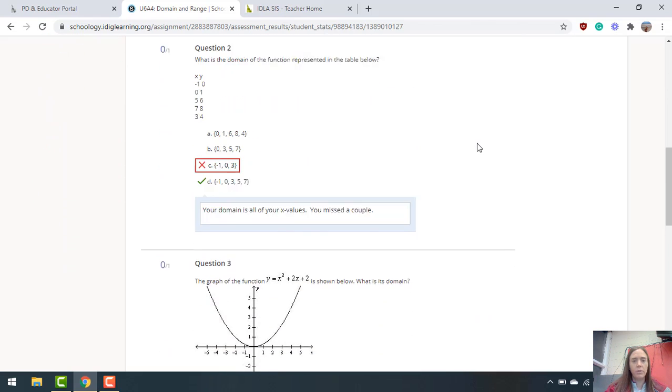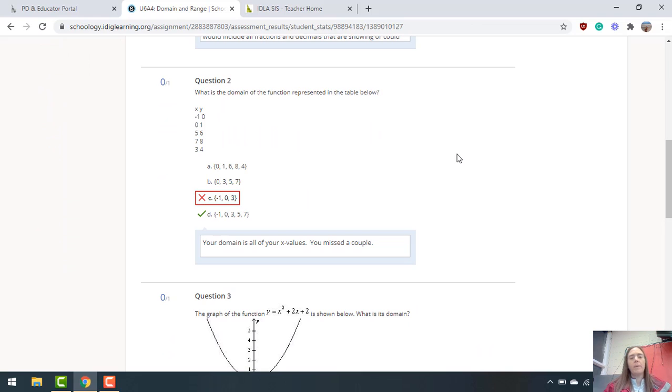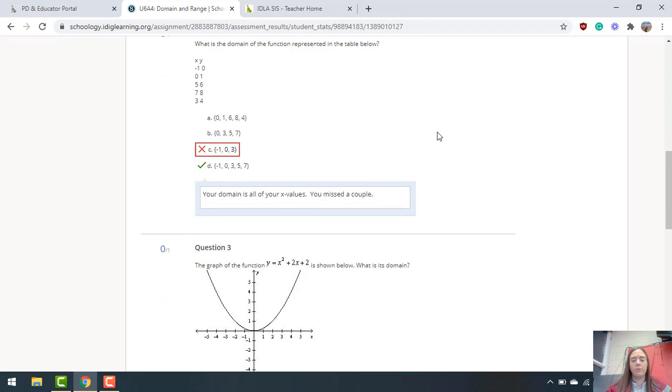Okay, so question 2 says, what is the domain of the function represented in the table below? Again, your domain are your x's. So for this one, you're just looking at the x side of the table. Your domain would be negative 1, 0, 5, 7, and 3, which they usually will list in order, and they don't list duplicate numbers if there are any. That's your answer, because you just have to list all of the x values.